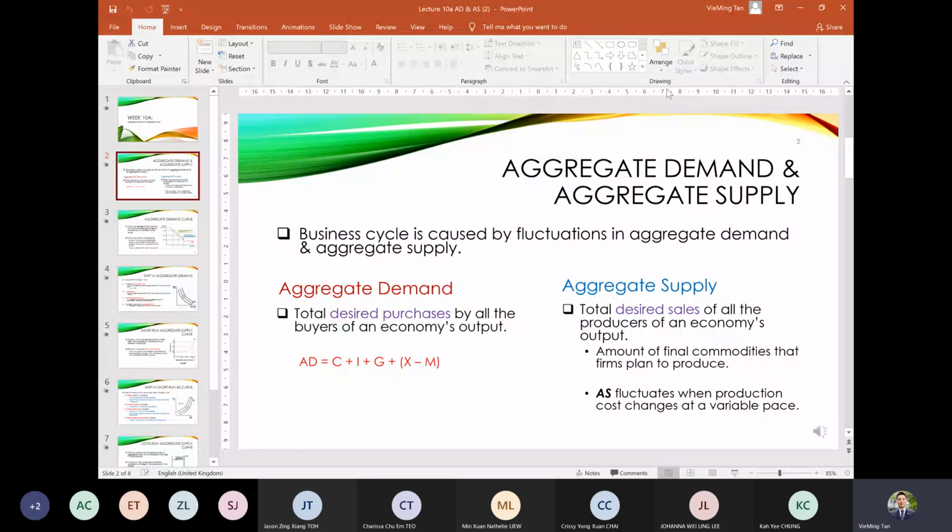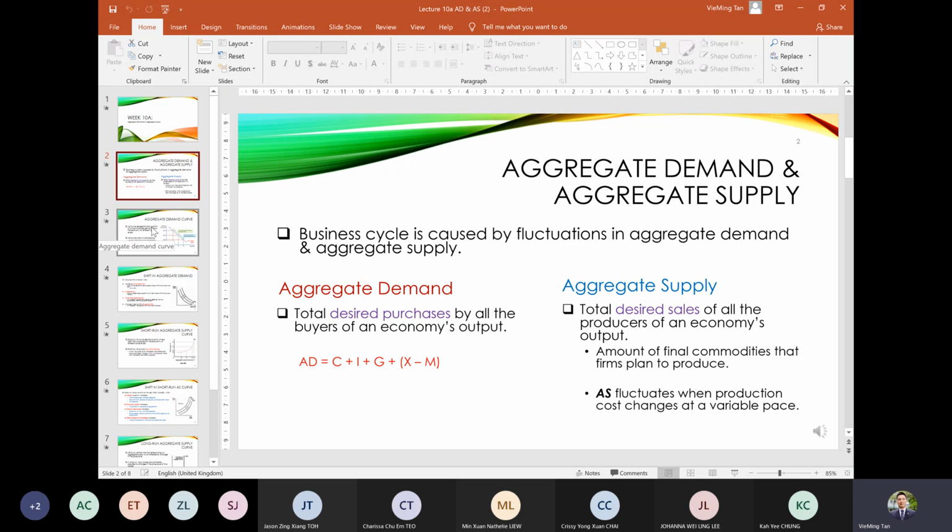Okay, so we start from part one first: aggregate demand and aggregate supply. In this chapter, you need to know what aggregate demand is and what aggregate supply is, and what factors will move along the aggregate demand curve and also the aggregate supply curve. You also have to know what factors shift the aggregate demand curve or the aggregate supply curve to the left or to the right. These are the major things that you need to know for this chapter.